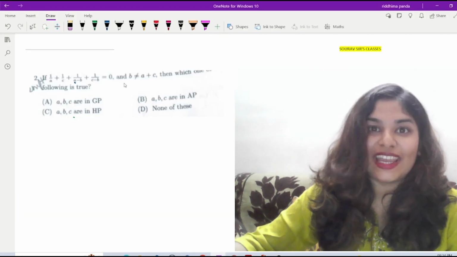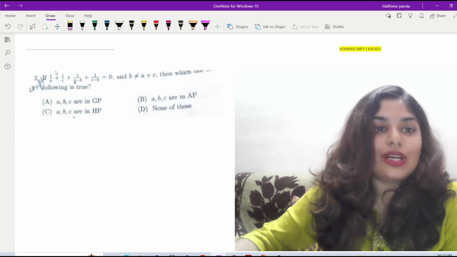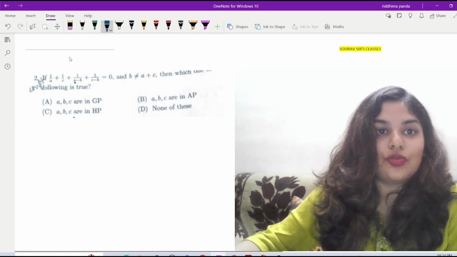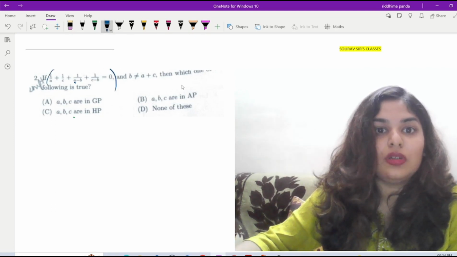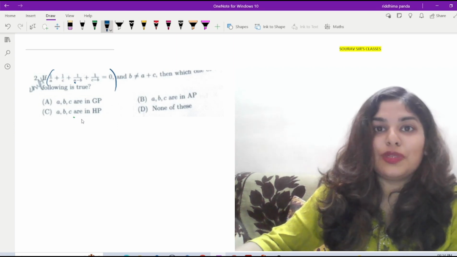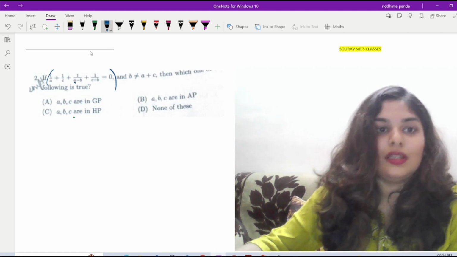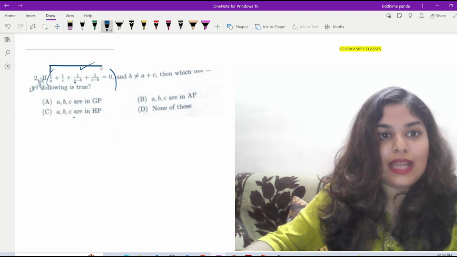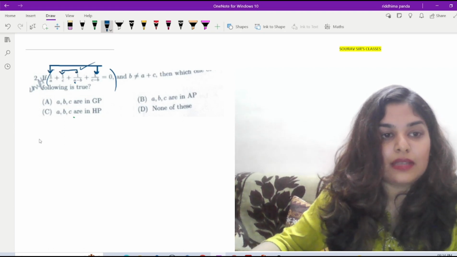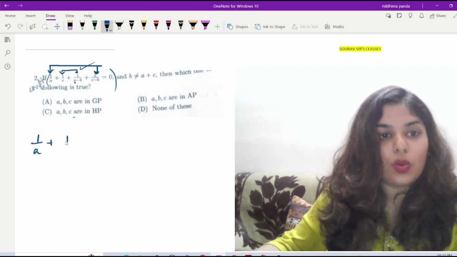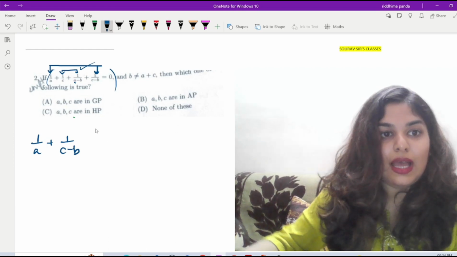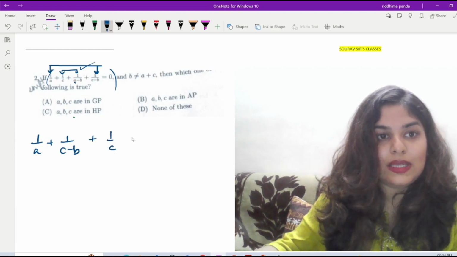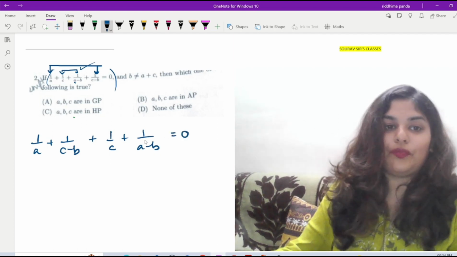Let's quickly look at the second question. Here we are given two conditions, and using these two conditions, we have to find the relation between A, B, C as given in the options. So let's start with the first condition. Let us write the first and the fourth part together, and the second and the third part together. That is, 1 by A plus 1 by C minus B, plus 1 by C plus 1 by A minus B. Now this is equal to 0.